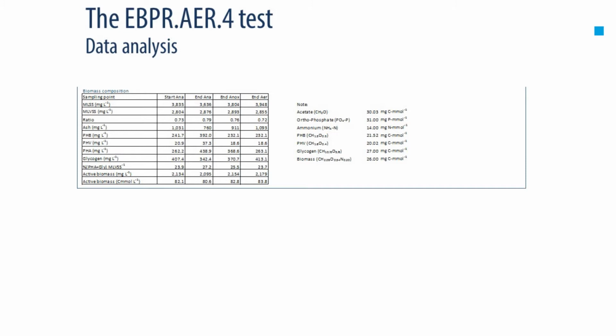Thereafter, the PHB and PHV concentrations measured in the start or end of each phase can be added and their sum reported as the total PHA concentration. If other PHA compounds are measured, like PH2MV, an extra line should be inserted and the concentration of any additional PHA compound needs to be added to the total PHA concentration. The glycogen concentrations measured at the start or end of each phase should also be included.